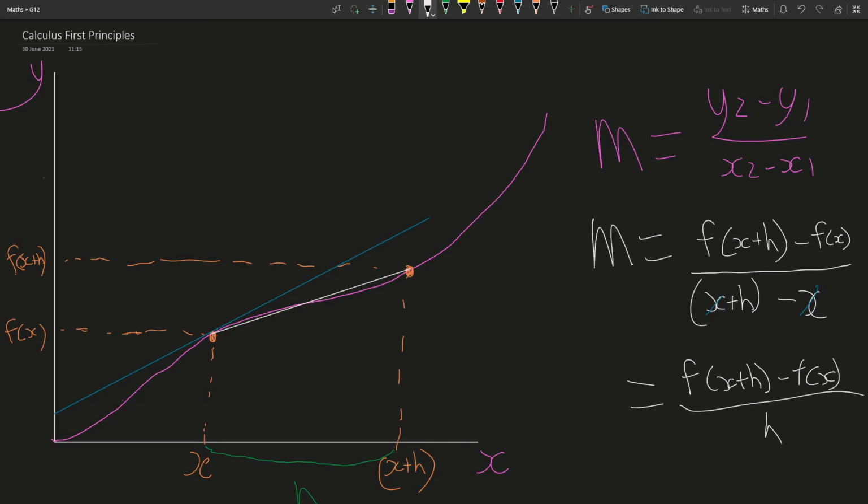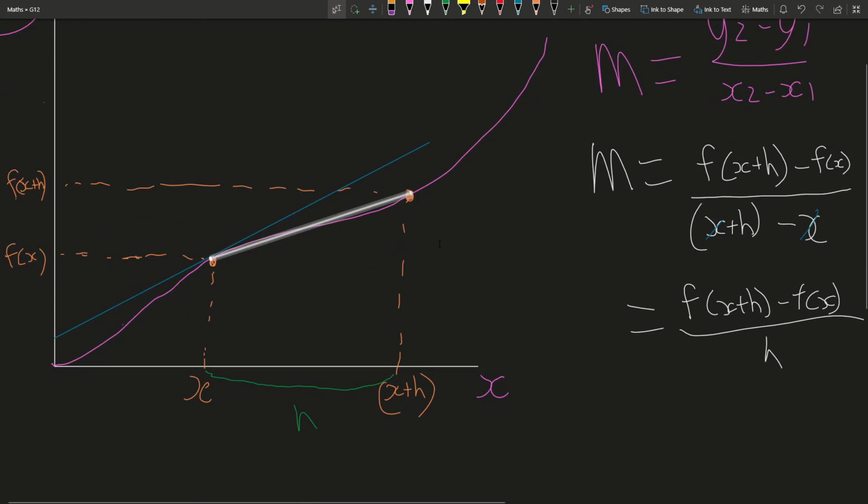Alright, so we know the equation of the gradient of a line between 2 points. That's not really useful right now, but we are going to get a bit clever, and we are going to say, what would happen if we decrease our h? Then we need to focus on the slope of the line. So we're saying this h distance between them, what if it gets smaller?